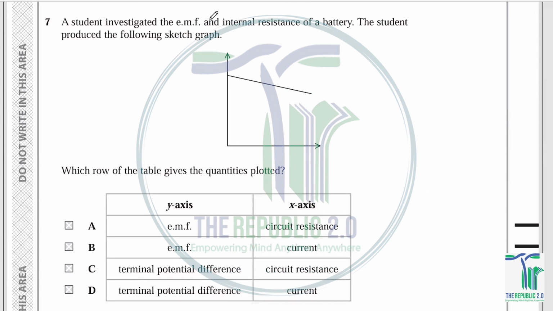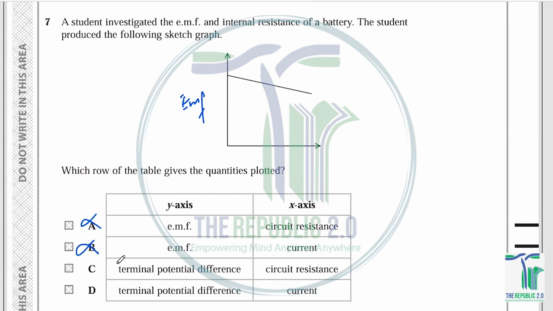A student investigated the EMF and internal resistance of the battery. The student produced the following sketch of the graph. Which row of the table gives the quantities plotted? So first of all, in the option number A and B, you've got this EMF. For example, this is EMF, and remember that EMF always remains constant. So that is why I'm not going to go with A. I'm not going to go with B.